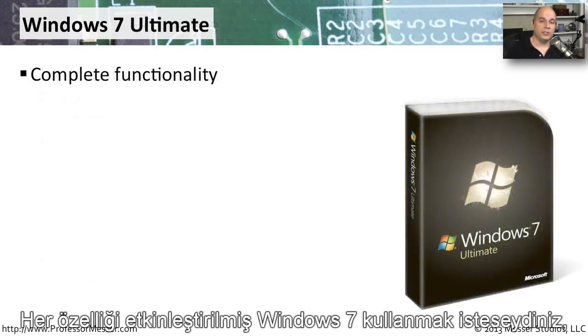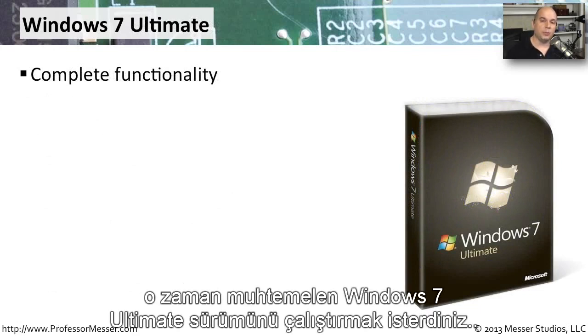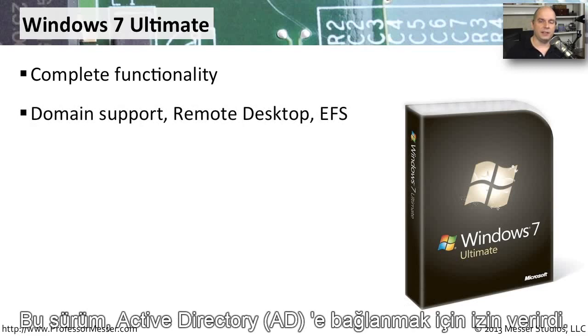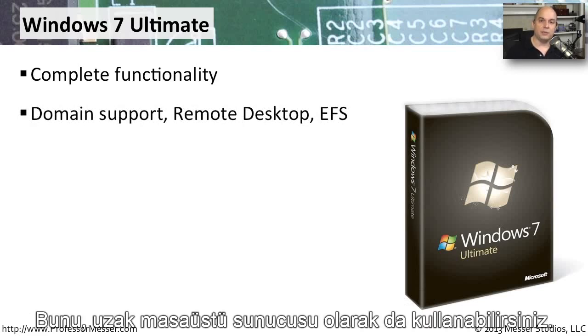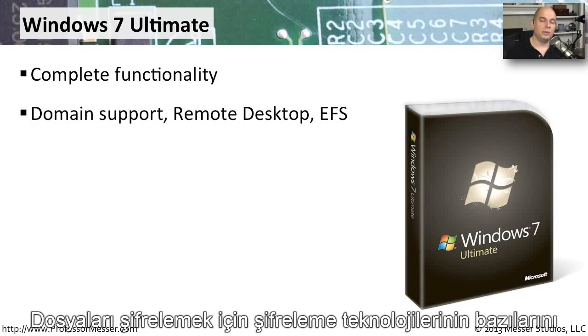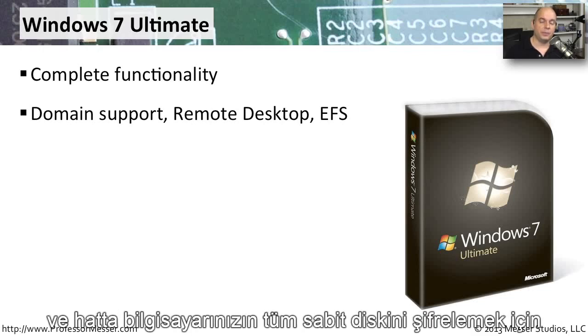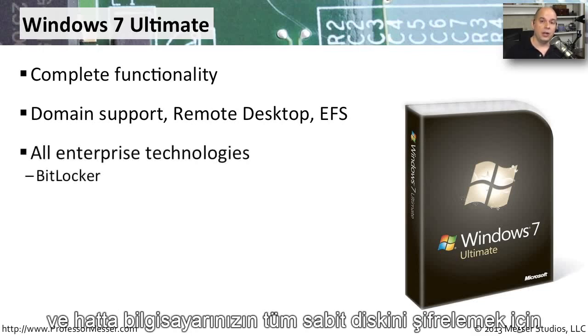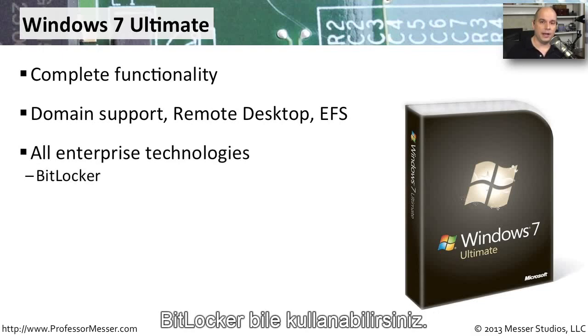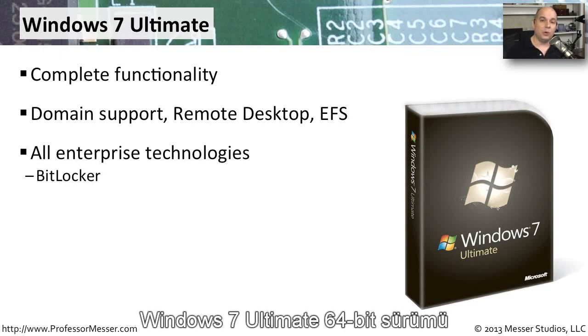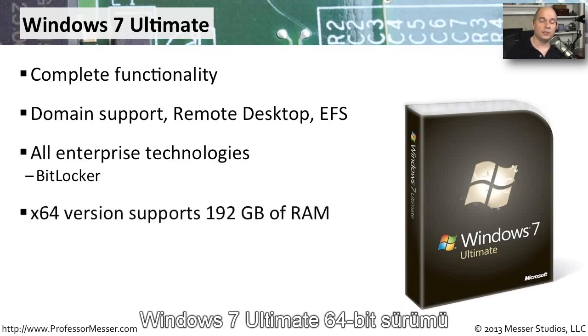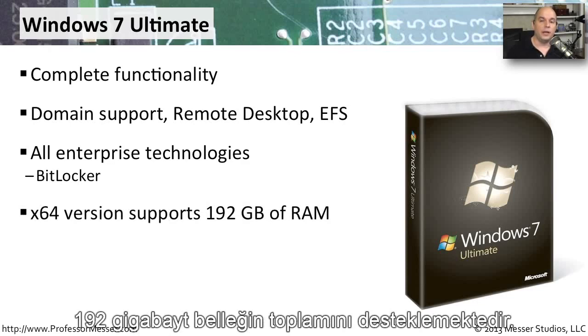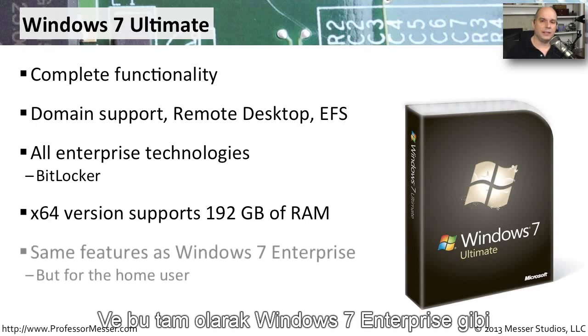If you wanted to use Windows 7 with every feature enabled, then you were probably wanting to run Windows 7 Ultimate. This allowed you to connect to Active Directory. You would use this as a remote desktop server. You could use some of the encryption technologies for encrypting files, or even use BitLocker for encrypting the entire hard drive of your computer. The 64-bit version of Windows 7 Ultimate supported a total memory of 192 gigabytes of memory, and this was exactly the same functionality as Windows 7 Enterprise.